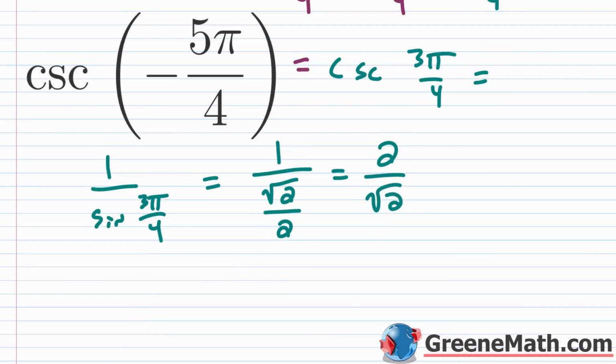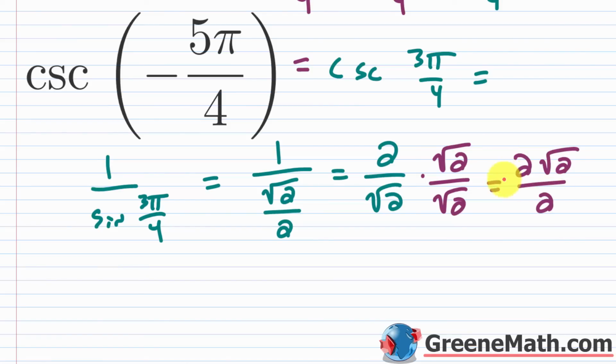And of course, you need to rationalize the denominator here. So I'm going to multiply by the square root of 2 over the square root of 2. So this ends up giving me 2 times the square root of 2 over 2. And at this point, you can cancel a common factor of 2 between numerator and denominator. So the final answer here is the square root of 2, right? So that's for my cosecant of negative 5 pi over 4.